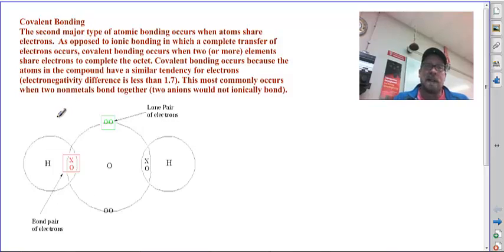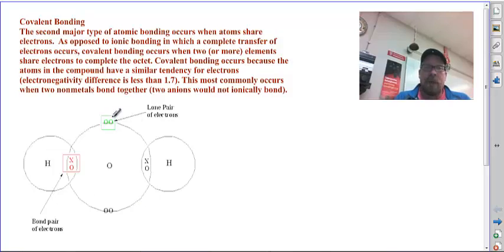Now this says it's the second major type of atomic bonding, when atoms share electrons. Second just means it's the second we're talking about. Covalent compounds far exceed ionic compounds on our Earth because you can do more when you're sharing electrons. Anyhow, let's look at this first before we talk about that.